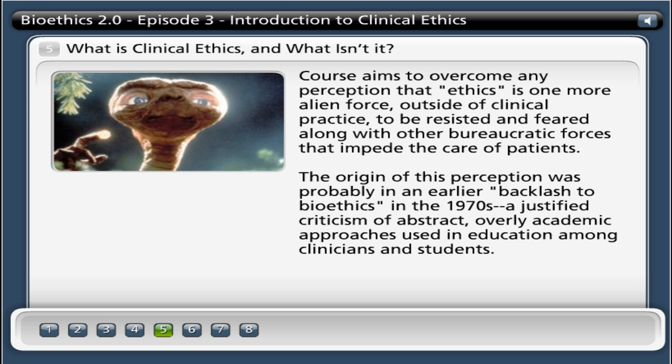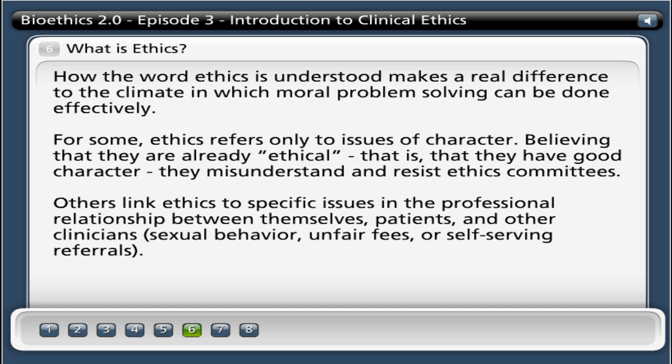Our goal is to suggest that ethics should be seen as a vital part of the clinical workup of a patient, and the clinician should be trained in how to do these things and should participate in continual professional education. What is ethics? Ethics is actually understood in a variety of different senses, and how we actually use the word makes a difference to the climate in which moral problem solving can be done effectively.